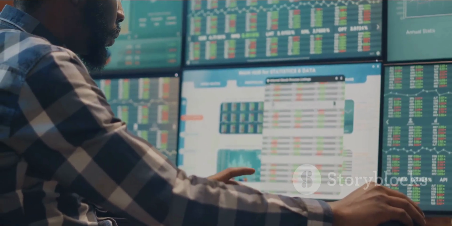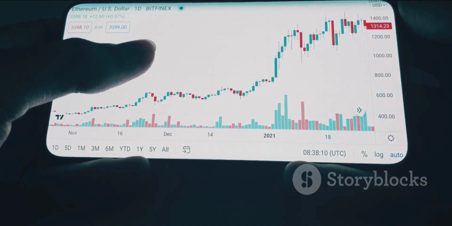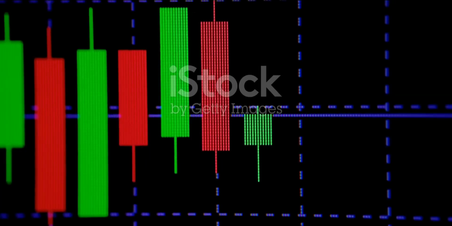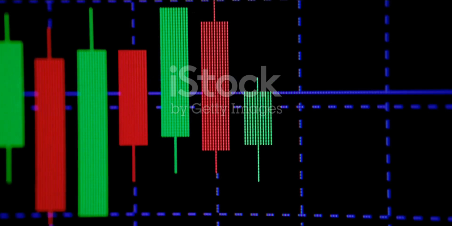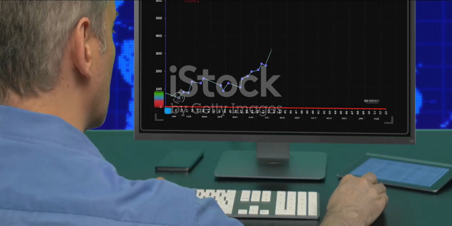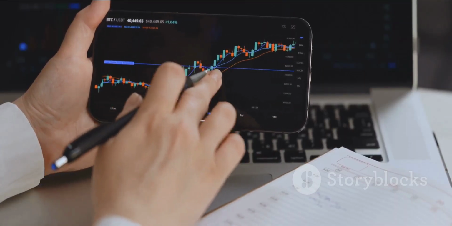Andrews Pitchfork is a tool used by traders to understand price movements in markets. It helps traders find trends and potential buy or sell points. The pitchfork uses lines drawn on a price chart to show where the price might go. It's like a roadmap for traders, giving them clues about the market's direction. Traders use these clues to make better trading decisions.